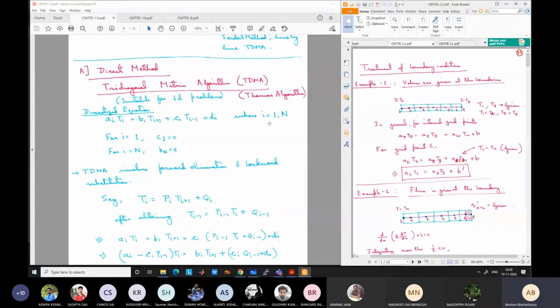Okay. Similarly, for i is equal to n, for the last grid point, there is no i plus 1 point. So for i is equal to n, this Bn has to be equal to 0 because there is no Ti plus 1 point. Okay. So these two conditions are also there. For i equal to 1, C1 equal to 0. And for i equal to n, Bn equal to 0. Okay. The equations are somewhat of this form.